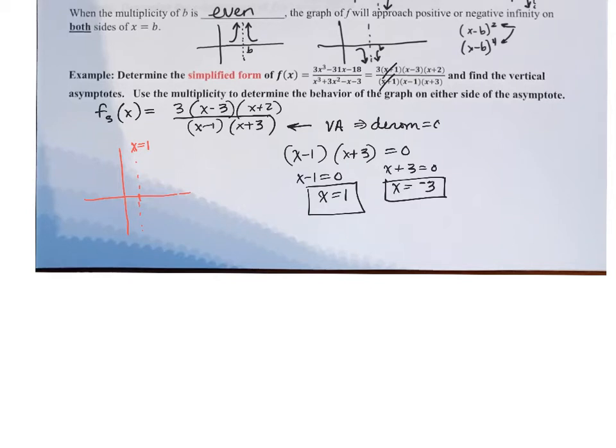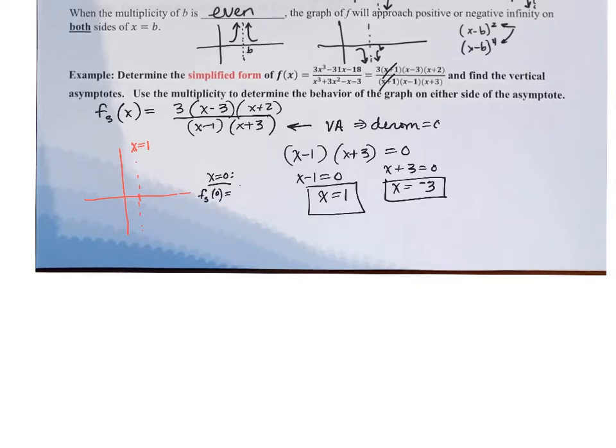So I'm going to choose some value that's smaller than 1, something to the left of 1. I could use 0, I could use 1/2. Something close to 1, but just to the left of it. So 0 is obviously going to be the easiest value to choose. If x is equal to 0, what's the sign? Back into my simplified form, I'm going to look at f simplified of 0.